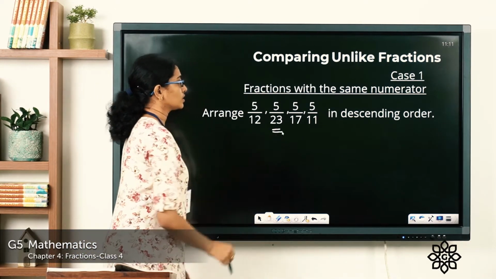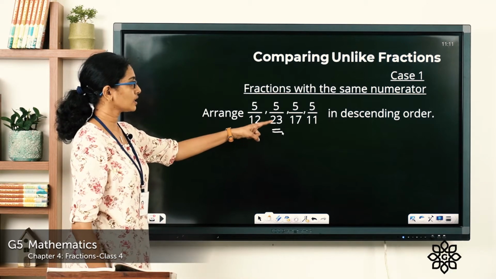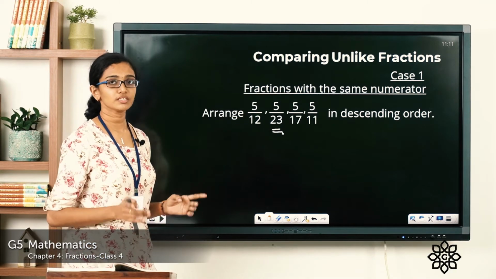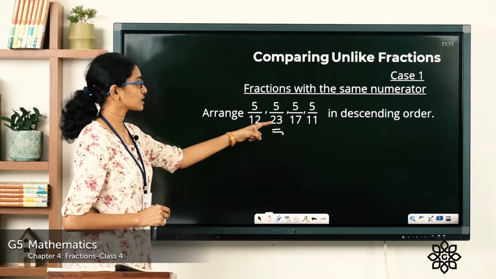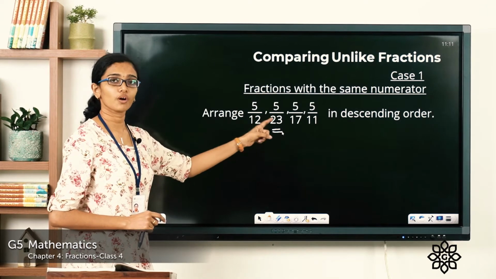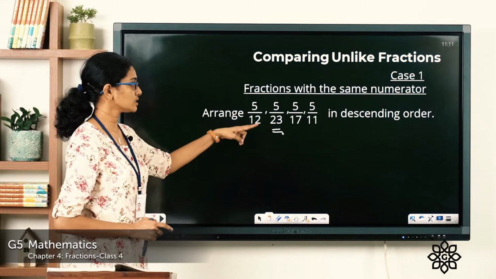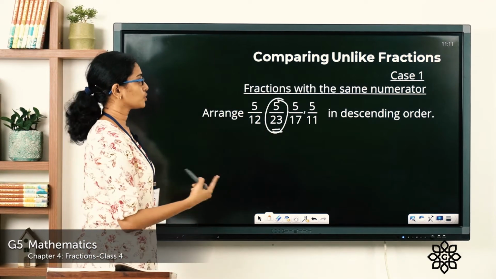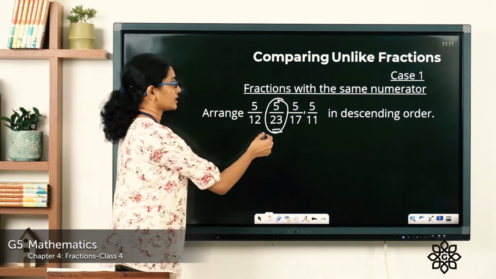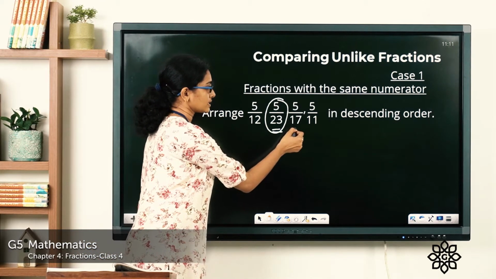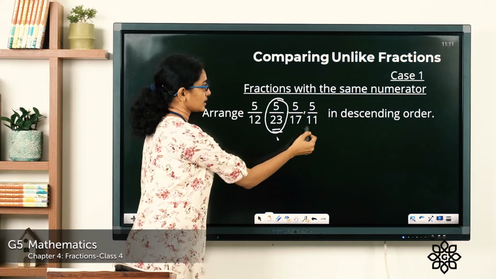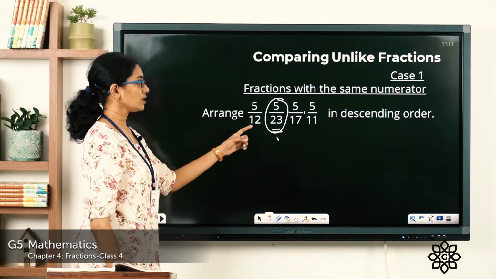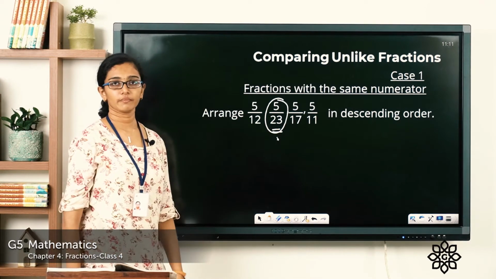23, right? So, in this case, we are considering 5 out of a total of 23 equal parts. So, this will be the fraction which has the smallest value. So, among these 4 fractions, this will be the smaller fraction. Which will be the next smaller one? The next smaller one will be 5 by 17, the next one will be 5 by 12, and the last one will be 5 by 11.